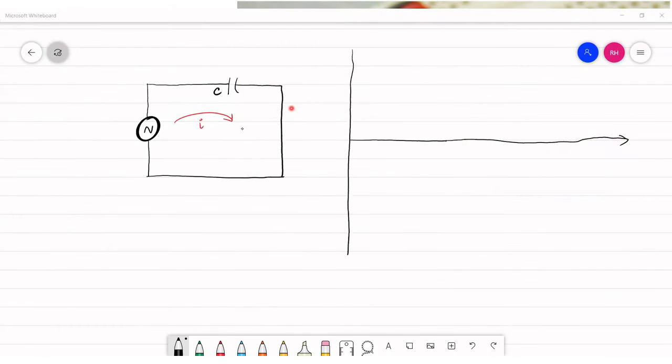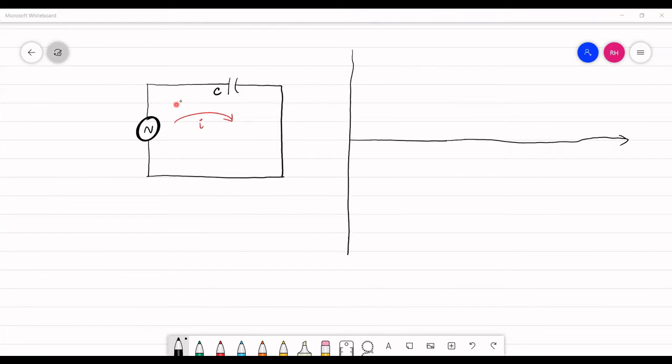Hello everyone, in this session, let us discuss the behavior of a purely capacitive circuit. For this, let us consider a capacitor excited by an AC voltage source, where V of t is expressed mathematically as Vm sine omega t. First, let us derive an expression for the current.